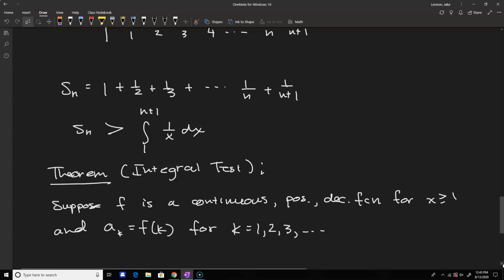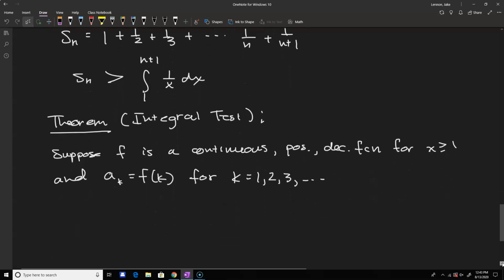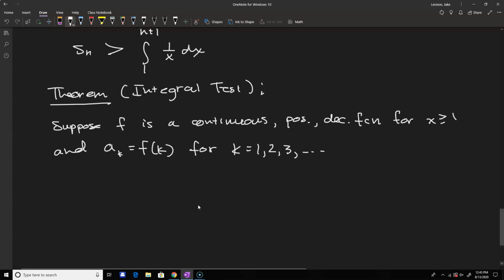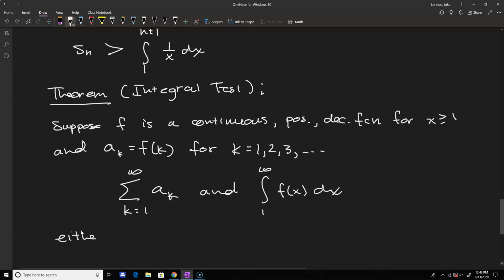Then what's going to happen is your series is going to converge and diverge along with your improper integral. So it's going to go exactly the way that improper integral would go. So the series and your integral from 1 to infinity of f of x dx either both diverge or both converge.